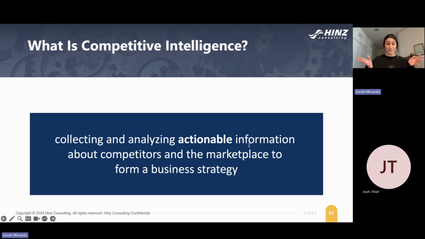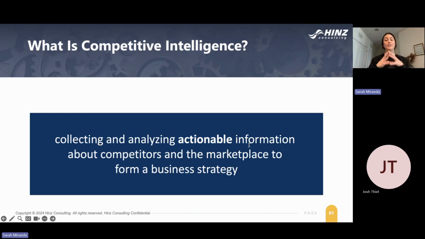So what is competitive intelligence? I have one definition of it right here on the screen, and it says it's collecting and analyzing actionable information about competitors and the marketplace to form a business strategy. So let's break that down a second. It's collecting or gathering from primary or secondary resources, and then analyzing or studying what you find from those resources for interpretation, actionable or truly useful and up-to-date information about both your competitors and the marketplace. So think external factors, trends, etc. that's going on in the marketplace.